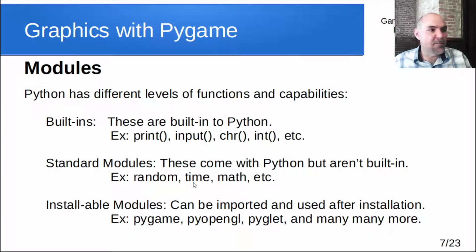And then we have installable modules or third-party modules that you can download or install, but they're still imported just like the standard modules, but we have to download them and install them in order to use them. And that would be an example of Pygame, PyOpenGL, Pyglet. There's a whole bunch of other Python modules. And in fact, you can make your own modules as well and then import those.